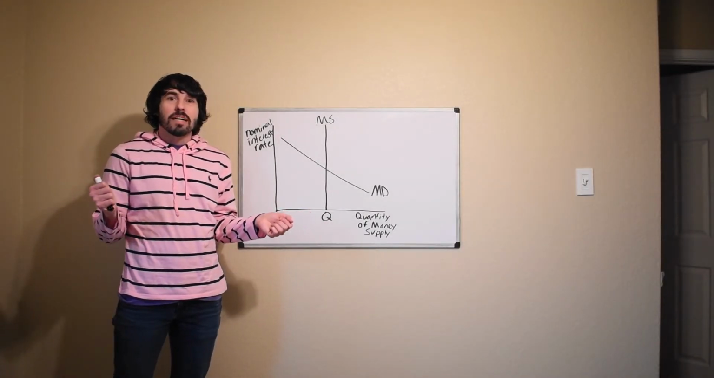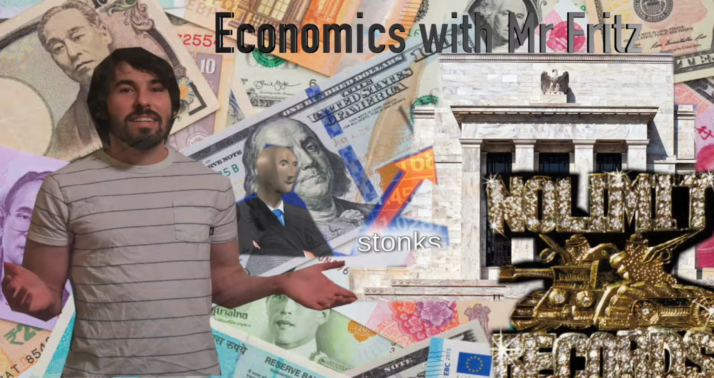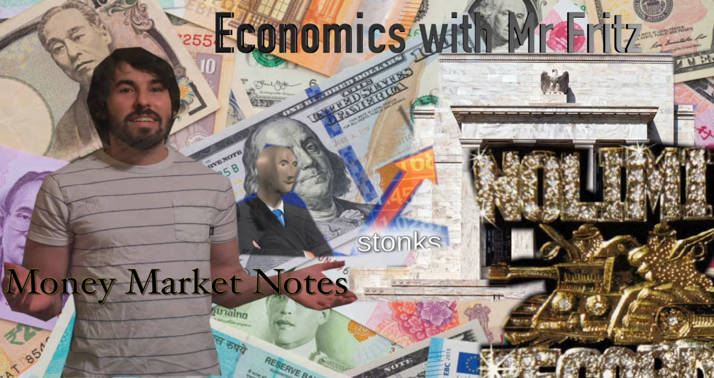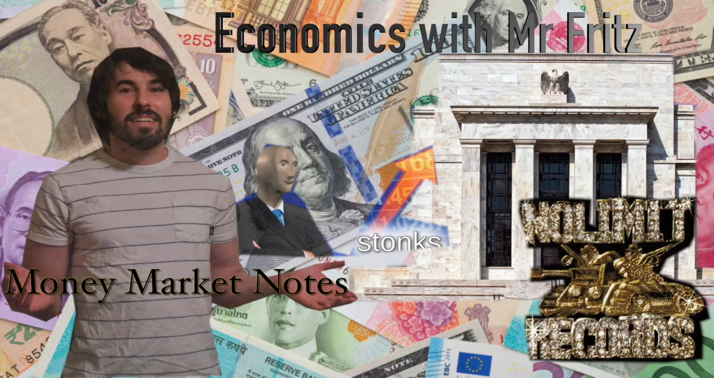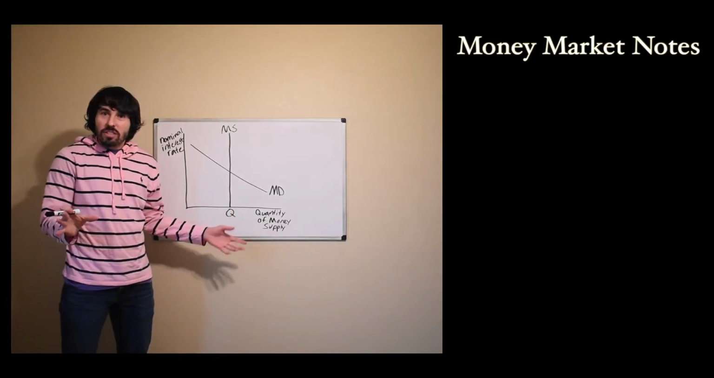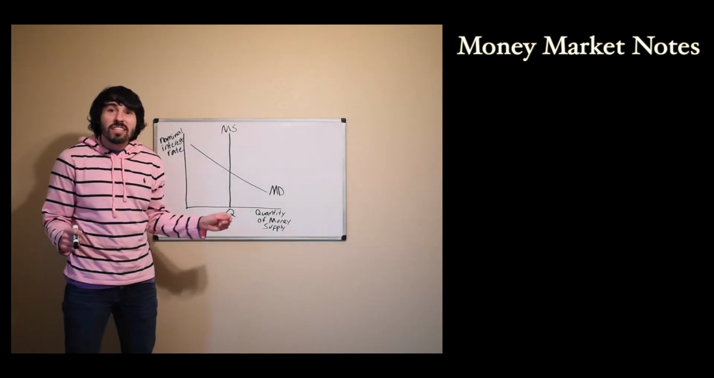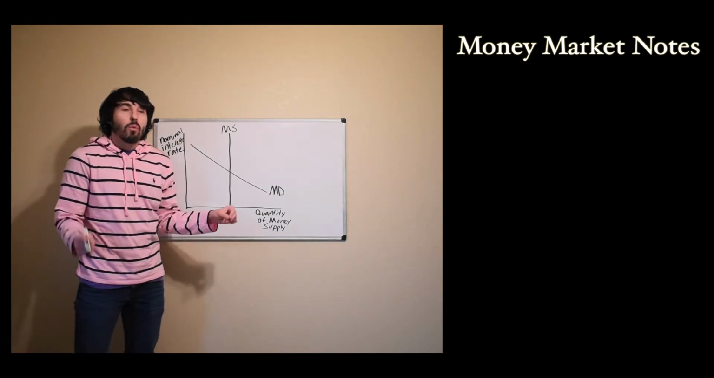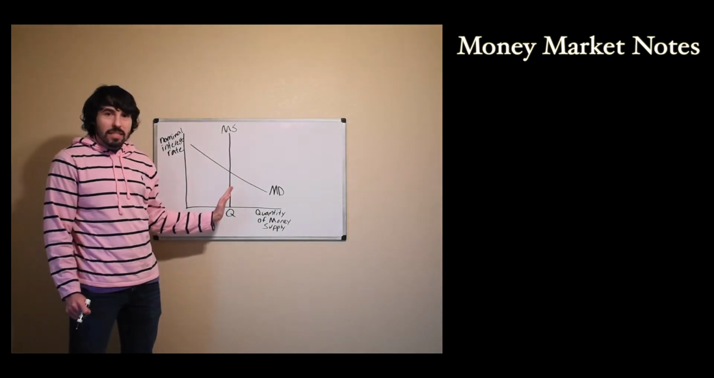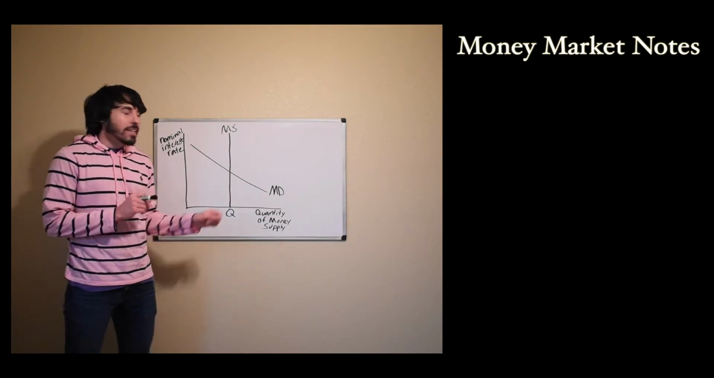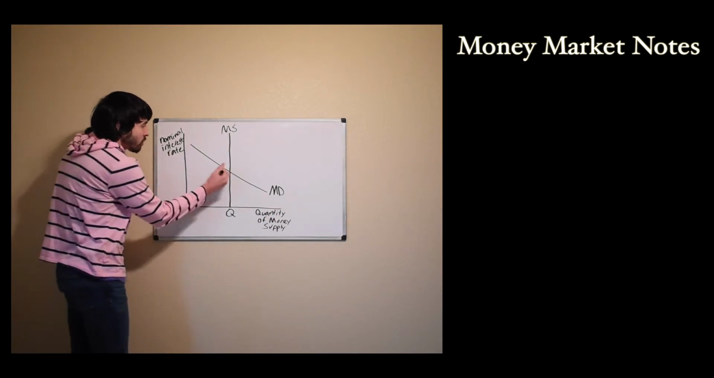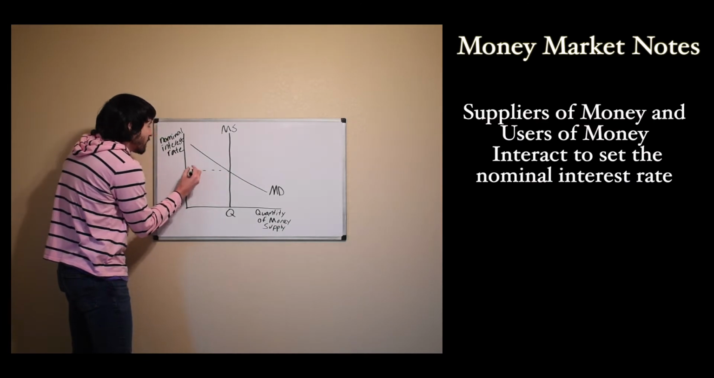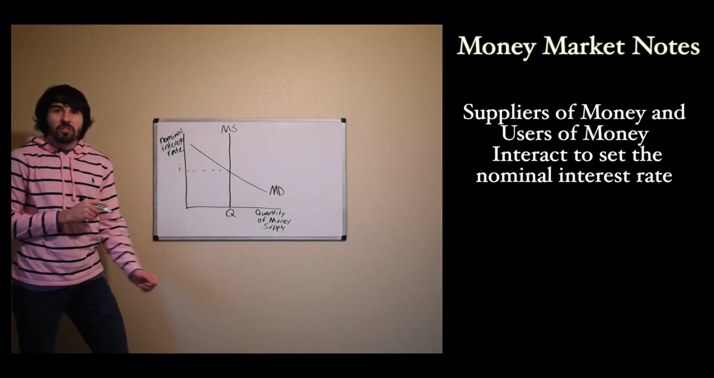Today, we're going to be talking about the money market. All right, children, so the money market. This is the market where the suppliers of money and the users of money interact to set the nominal interest rate. Your nominal interest rate will go right here. This is our equilibrium nominal interest rate.